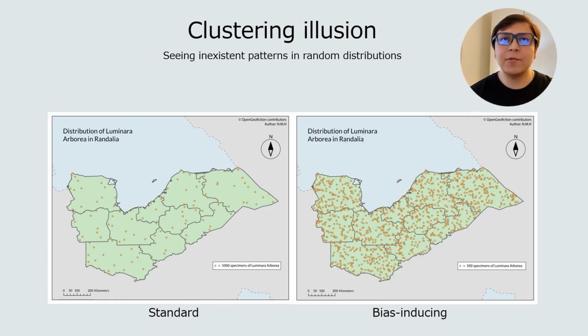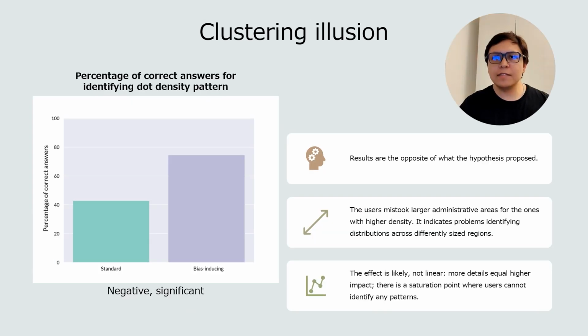The first bias that I want to talk about is the clustering illusion, which describes readers seeing nonexistent patterns in random distributions of data. I created these dot density maps, and I increased the level of detail in the bias-inducing version. And my hypothesis was that users exposed to more of these local patterns in the bias-inducing version would mistakenly generalize these trends. In my test, the results were negative, which means that my idea of increasing levels of detail to trigger the bias was actually not a correct approach.